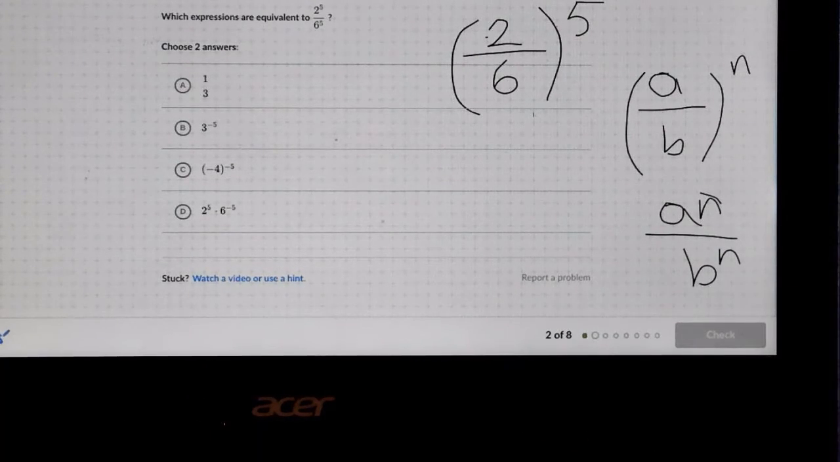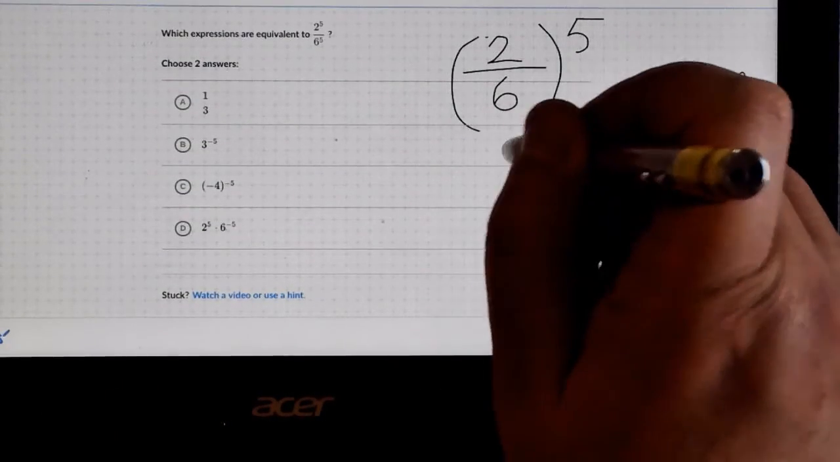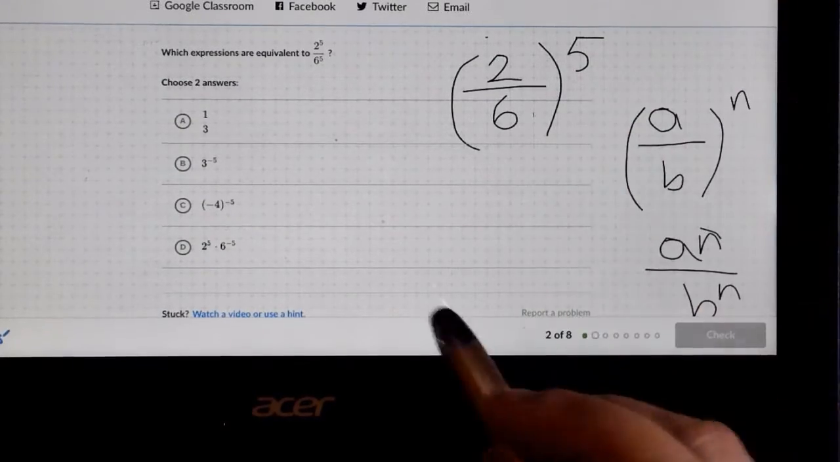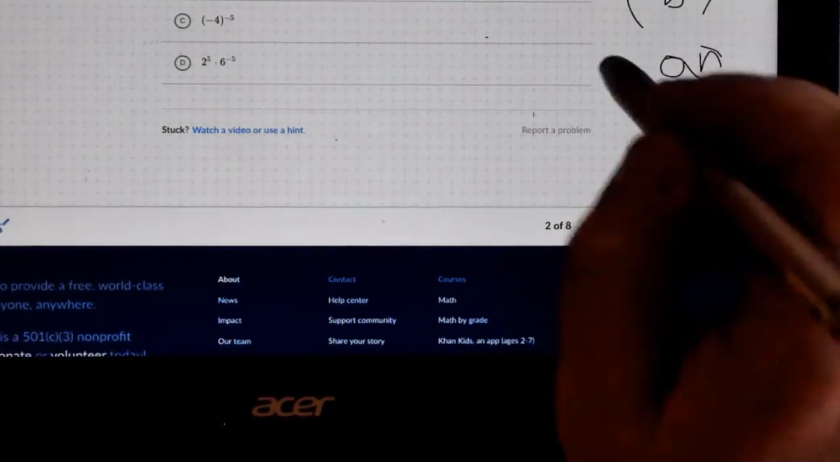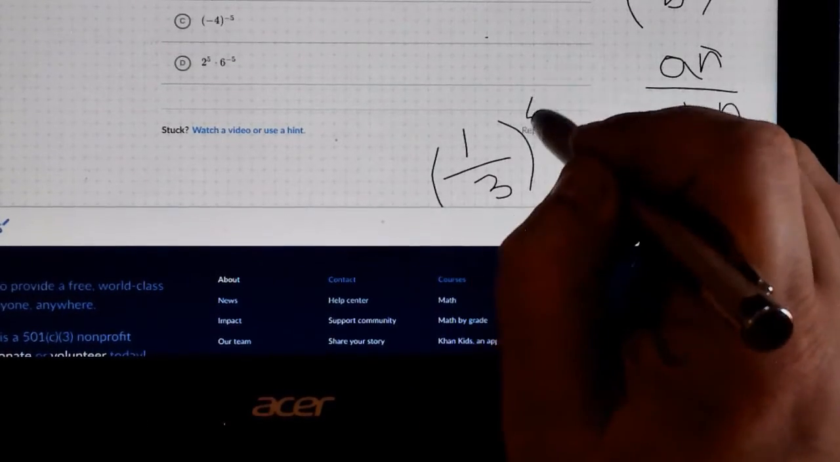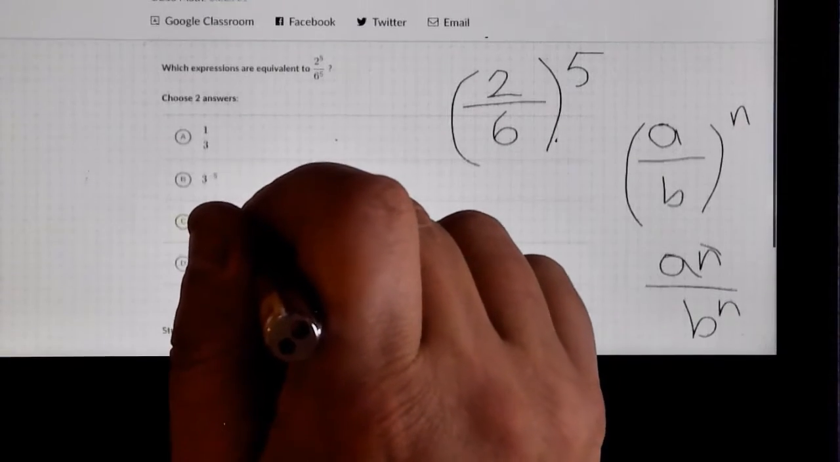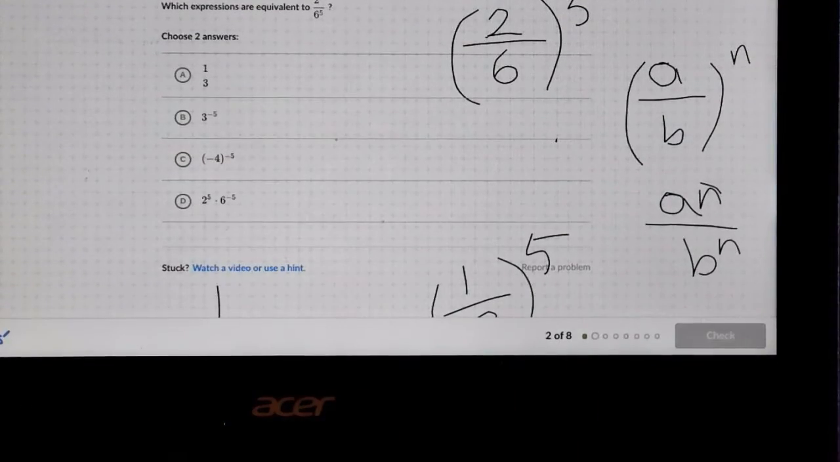Well, let's see what that is. 2 over 6 is 1 over 3. So 1 over 3 to the 5th power. Which one of these would be like 1 over 3 to the 5th power? I need two of them. 1 over 3 to the 5th would not be A, because that just says 1 over 3. Then 3 to the negative 5th power.